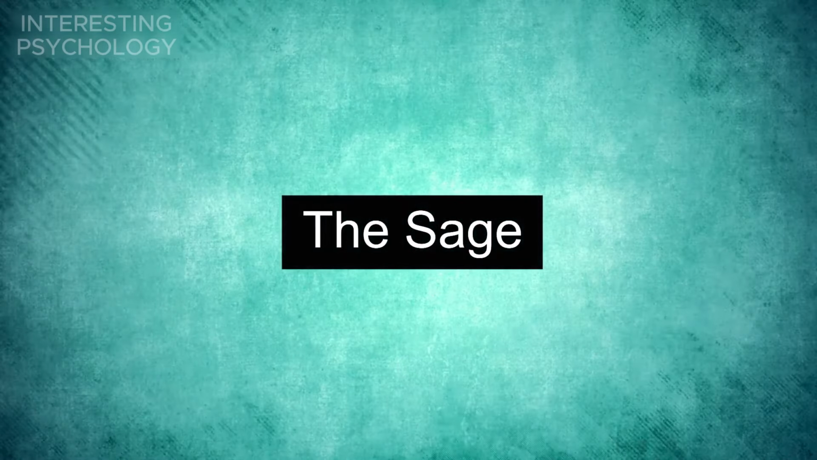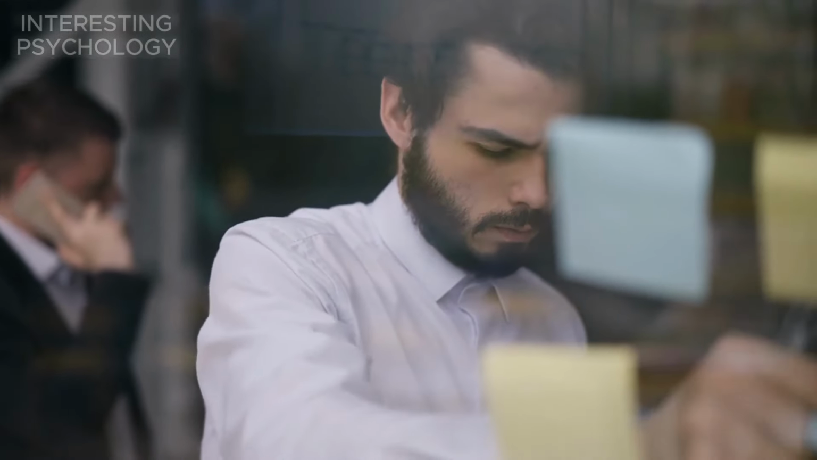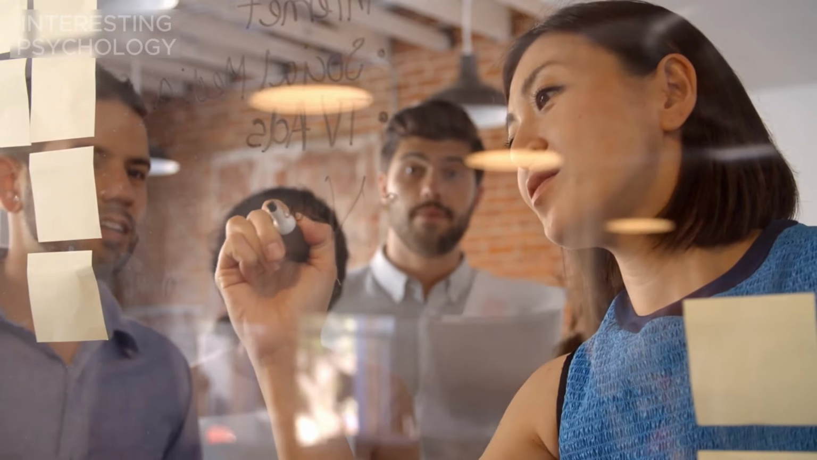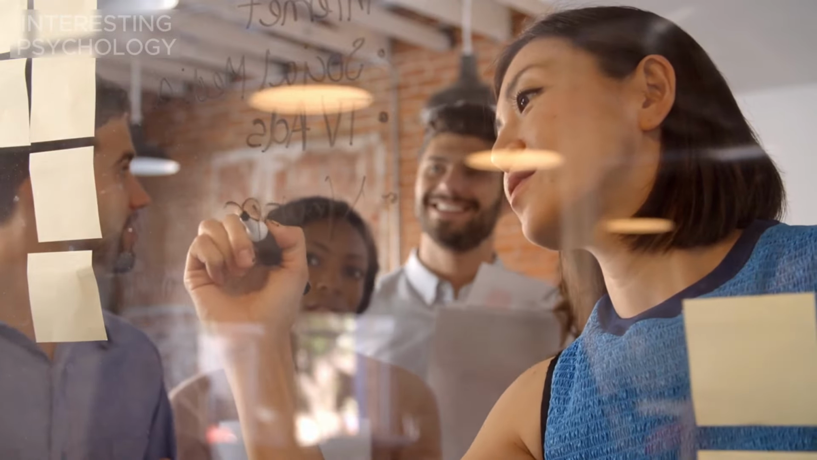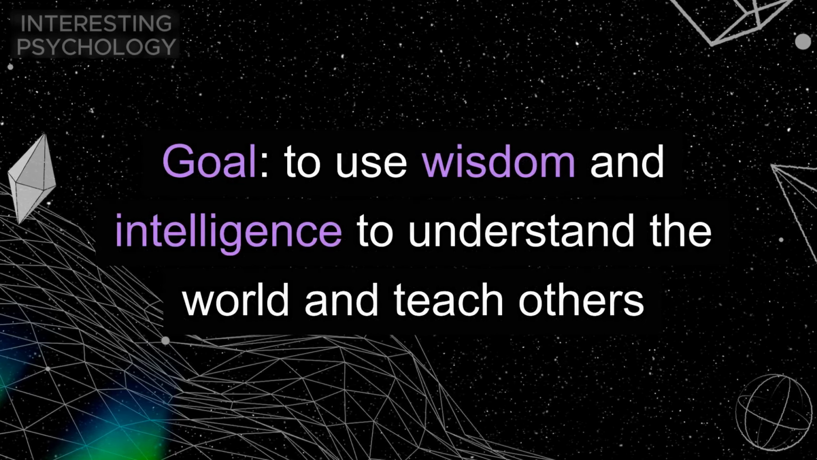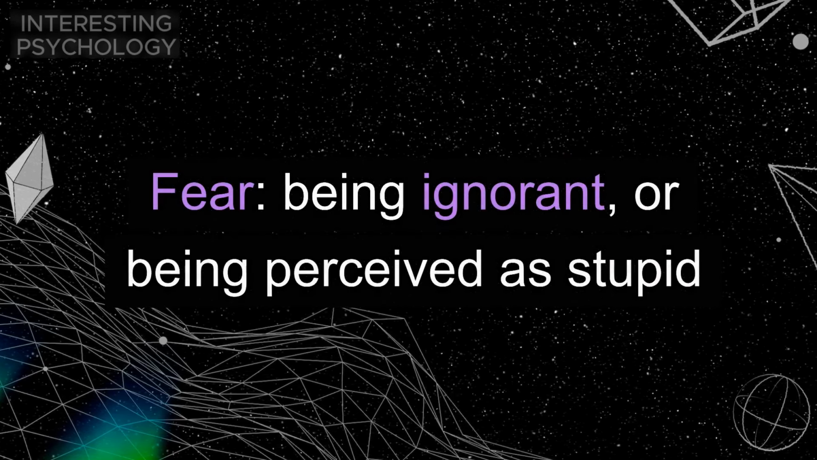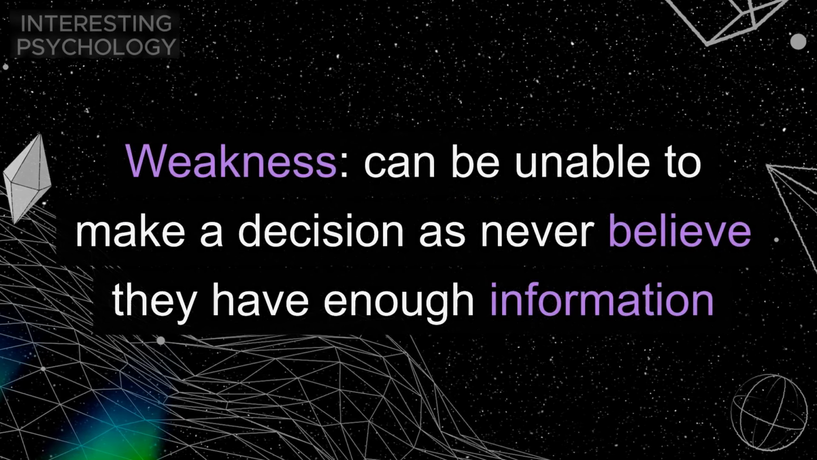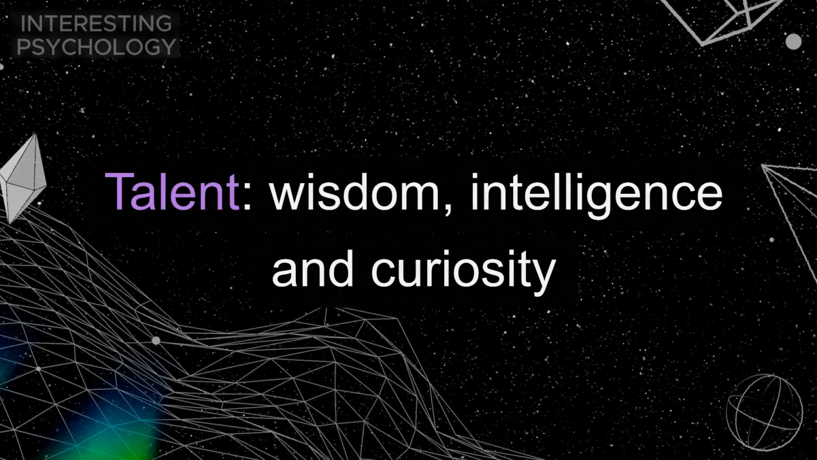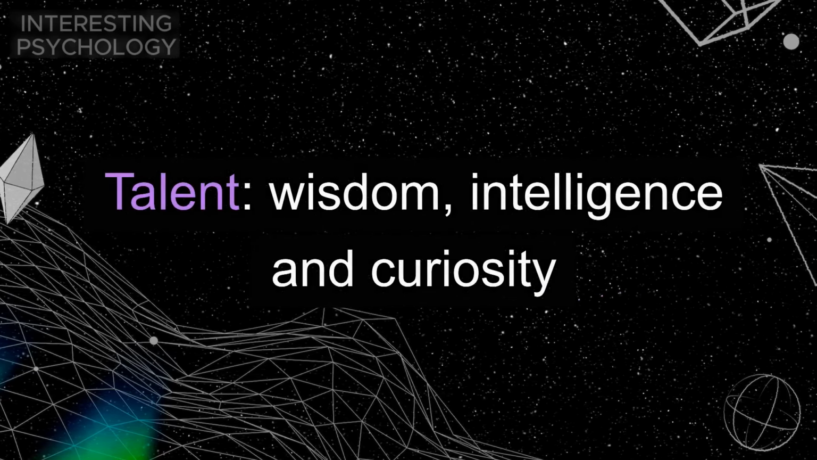Number 10, the Sage. The Sage values ideas above all else. However, they can sometimes become frustrated at not being able to know everything about the world. Sages are good listeners and often have the ability to make complicated ideas easy for others to understand. They can often be found in teaching roles. Goal: to use wisdom and intelligence to understand the world and teach others. Fear: being ignorant or being perceived as stupid. Weakness: can be unable to make a decision as they never believe they have enough information. Talent: wisdom, intelligence and curiosity.